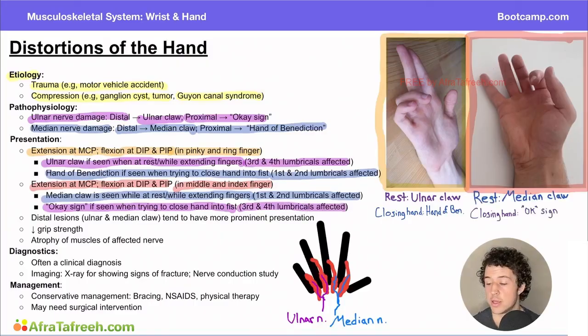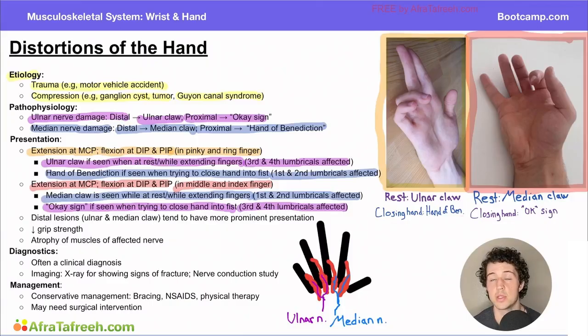So remember, context matters. If this is what the patient's hand looks like when they come in and they're just chilling at rest, we are thinking of a distal ulnar injury. But if this is the shape they make when trying to close a fist, it's the opposite. We're talking about a proximal median nerve injury.